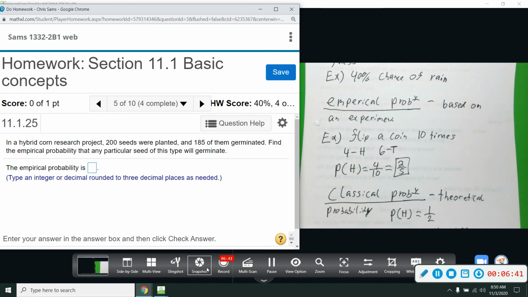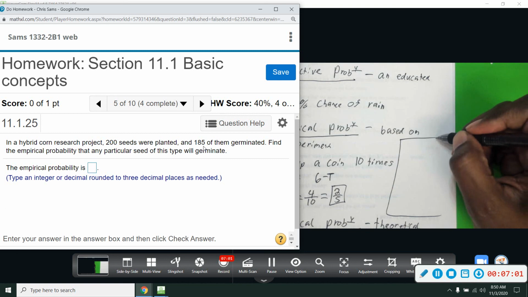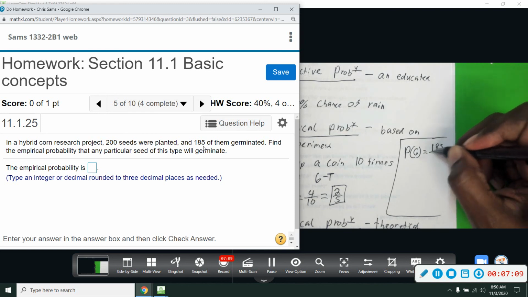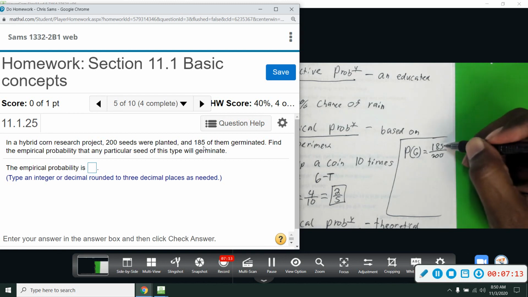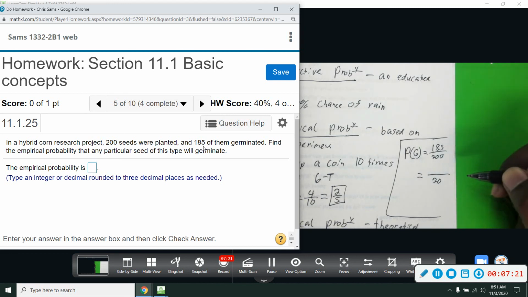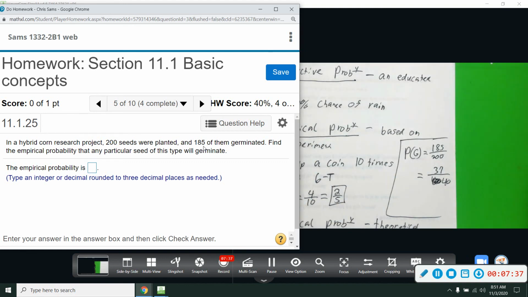Okay. So here on this problem, we want to find the probability that a seed will germinate. So we have 200 seeds were planted, 185 germinated. So based on these numbers, from empirical, I'm going to do it right here in this little white space. The probability, I'm just going to say G, that will germinate is 185 germinated out of 200. And then we can divide by 5, and that will give us 37 out of 40. So 37 out of 40 will be the probability that it germinates.